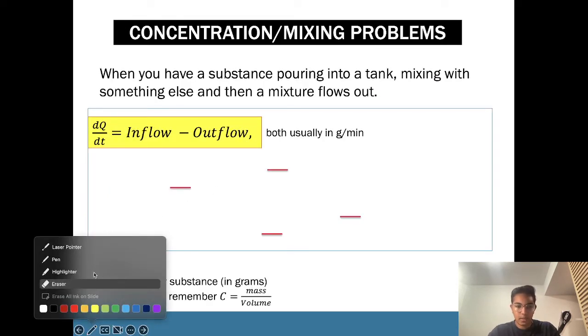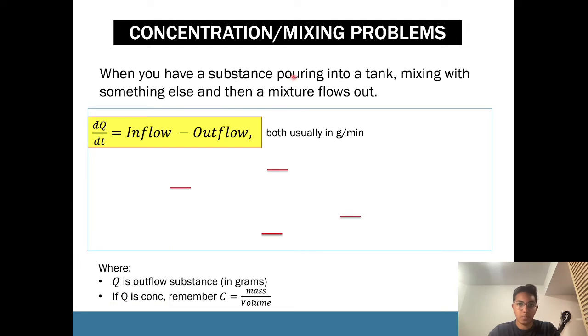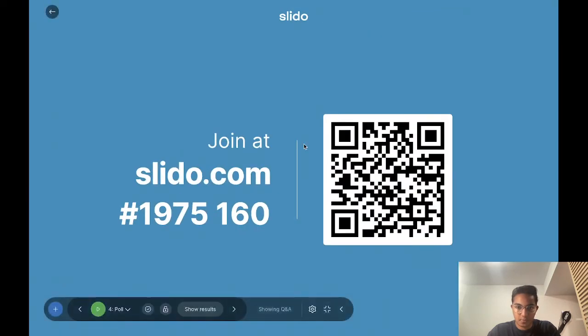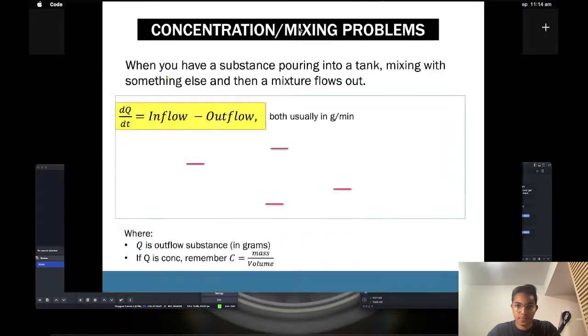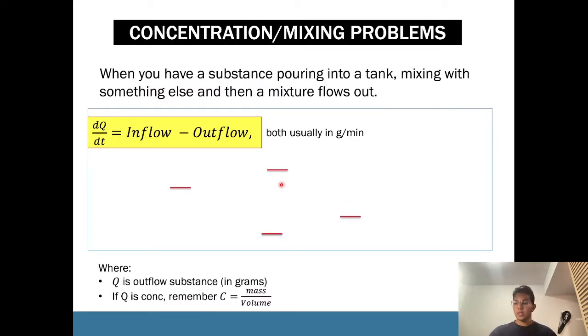Okay, another common question type with differential equations is the mixing problems. Let me just check if there are any questions up. Okay, I'm not entirely sure if this is a problem with Slido. Okay, I have to check that later. All right.